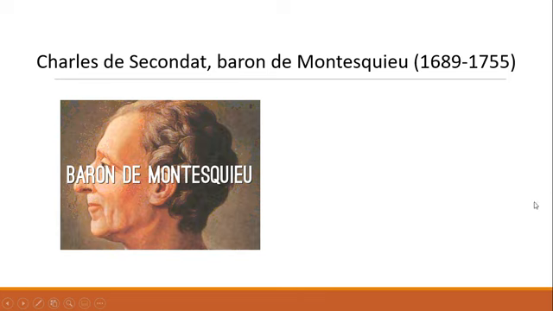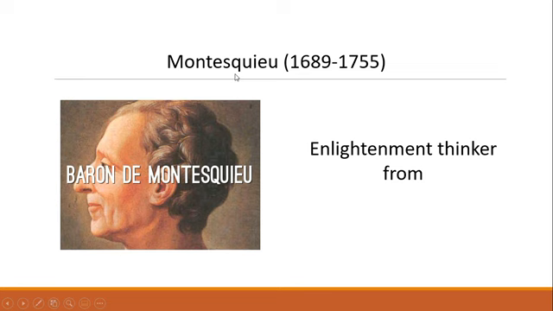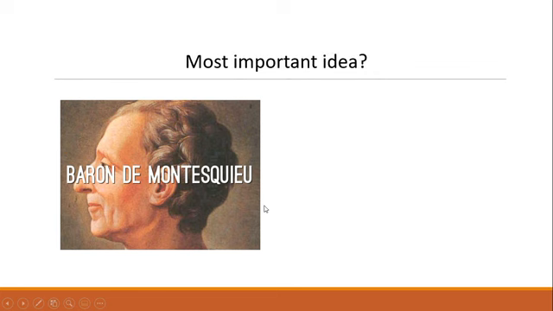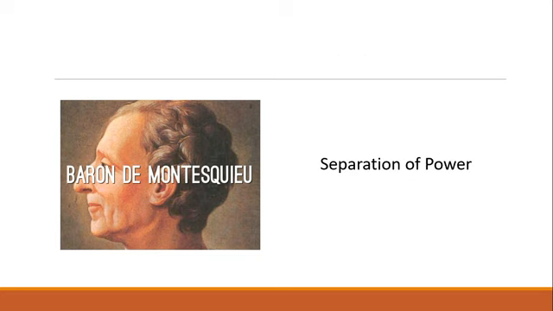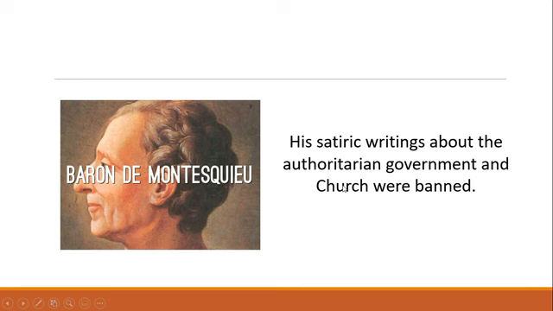Next, Charles de Secondat, Baron de Montesquieu. We're just going to call him Montesquieu. He was an Enlightenment thinker from France. What do we know about this guy? You did a little bit of reading about Montesquieu. What was his most important idea based on what you read? Probably his separation of powers. We're going to get back to his separation of powers in a minute here. First of all, he wrote these satirical writings about the French government at the time and about the church at the time, and they were banned. He wasn't given freedom of expression at the time.